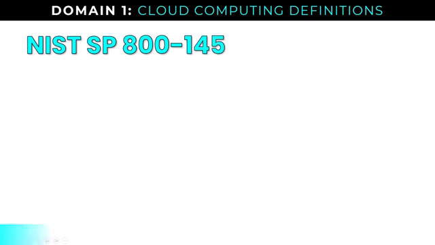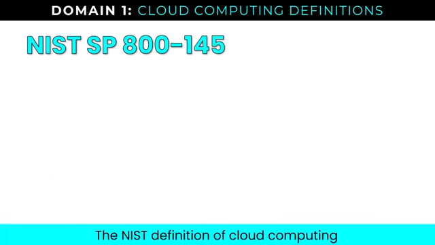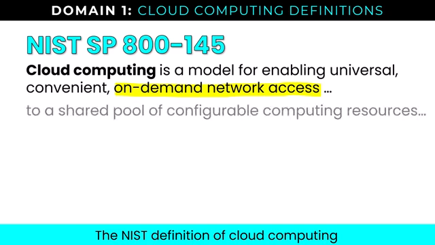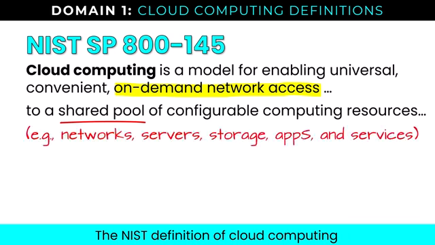First up is NIST Special Publication 800-145, which is the NIST definition of cloud computing. This is a model for enabling universal, convenient, on-demand network access to a shared pool of configurable computing resources that might include networks, servers, storage, apps, and services.